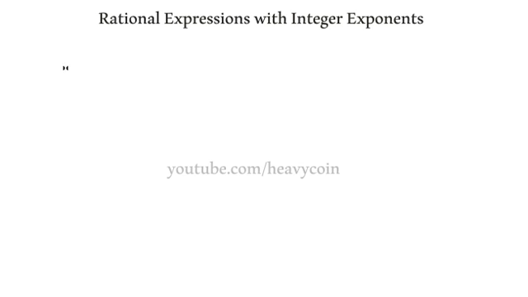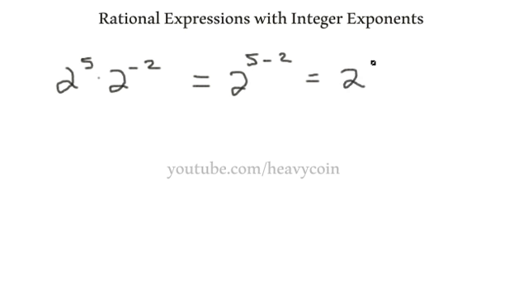So if I were to have 2 to the fifth times 2 to the negative 2, the bases are the same, so you add exponents. 5 minus 2 is equal to 2 to the third, which ends up being 2 times 2 is 4 times 2 is 8.